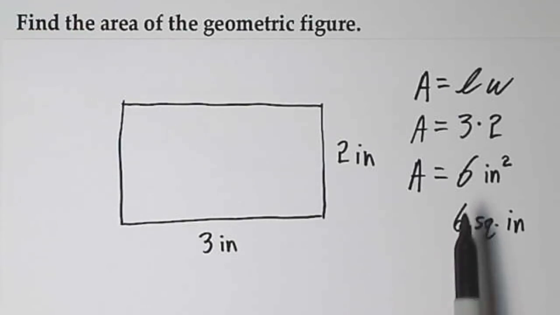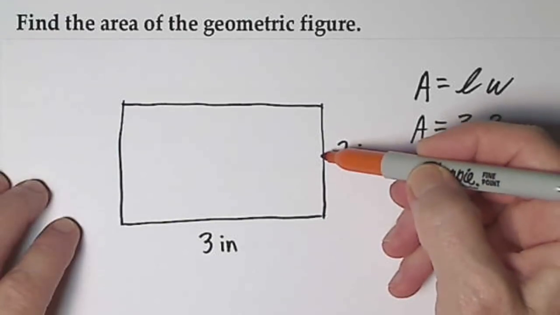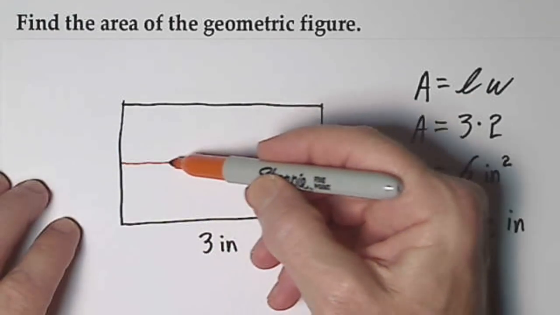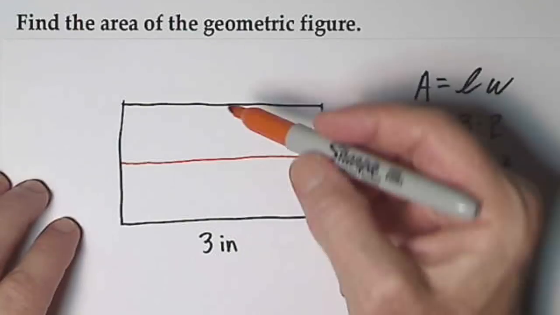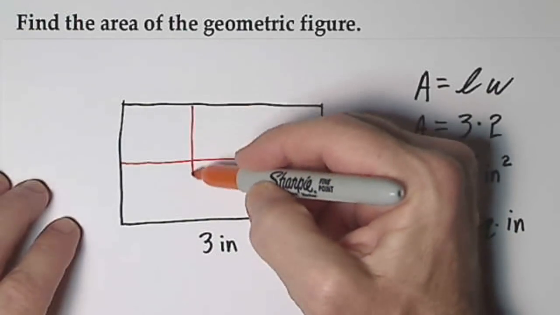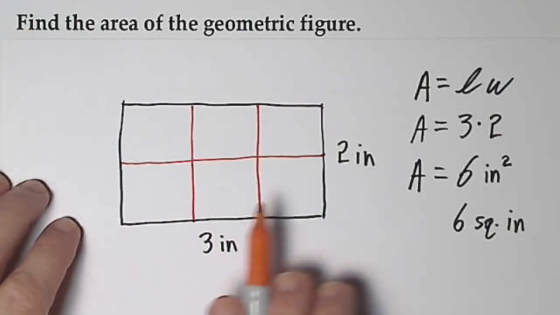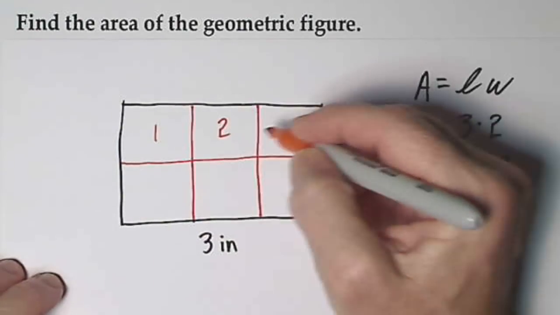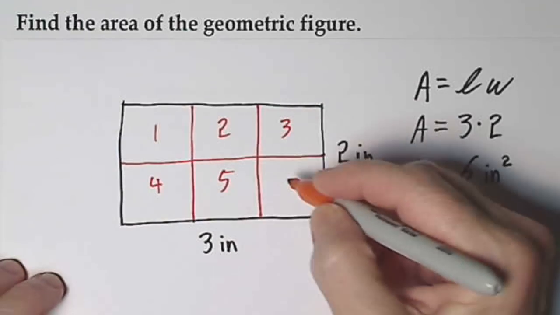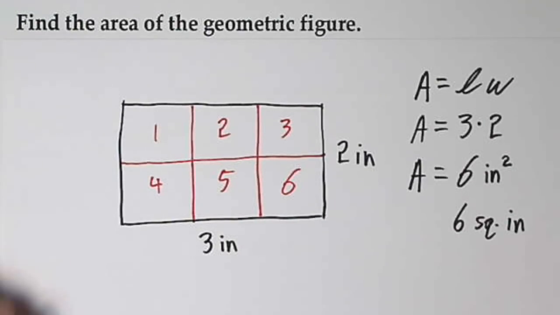With this particular one, we can kind of illustrate that more clearly. So let's show that. If it's 2 inches from here to here, then we'd say it's 1 inch right there. Okay? And if it's 3 inches from here to here, then I can divide this up into 1 inch squares, well, 1 inch columns. And you can see that you end up with six square inches, which is exactly what we found using our calculation.